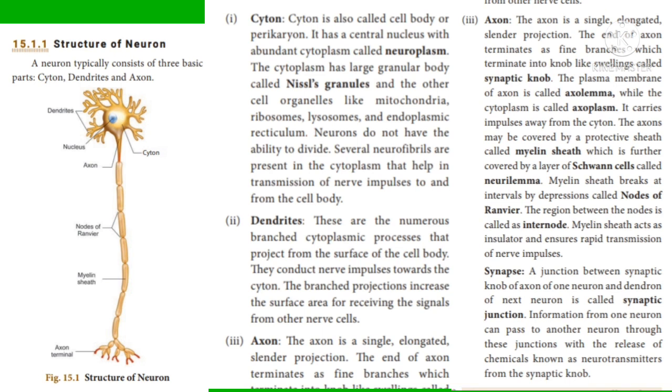A neuron typically consists of three basic parts: cyton, dendrites and axon. From that till the synapse paragraph, the last one, synaptic nerve, chemicals known as neurotransmitters from the synaptic nerve. Till there, mark it and learn.